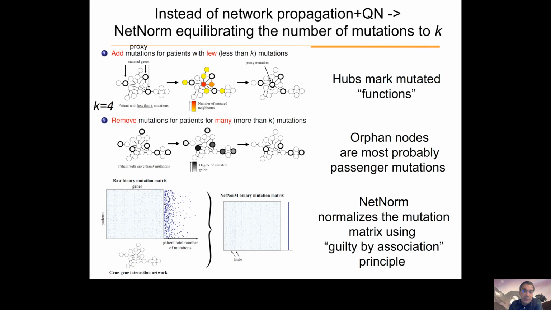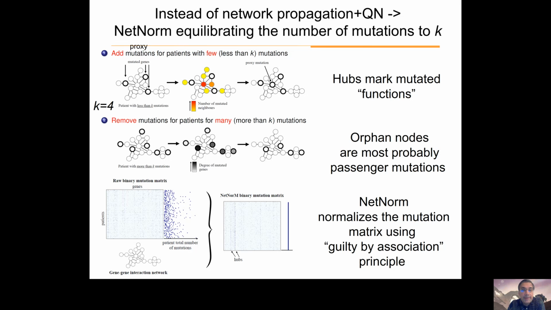Being inspired by these experiments, we decided to introduce an even simpler approach, which we called NetNorm, standing for network-based normalization of mutational data. In this approach, we convert a binary mutational matrix into another binary mutational matrix, but such that the number of mutations in each molecular profile would be the same. So it will be equilibrated in terms of the number of mutations, unlike the original matrix.